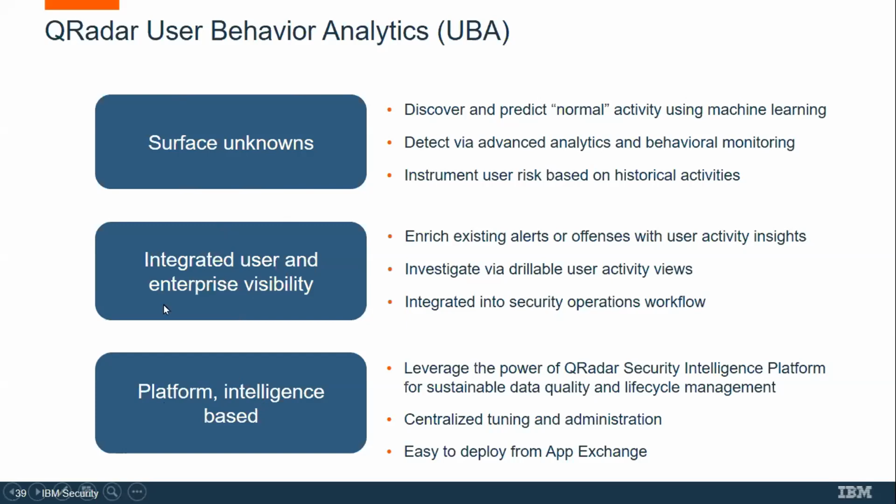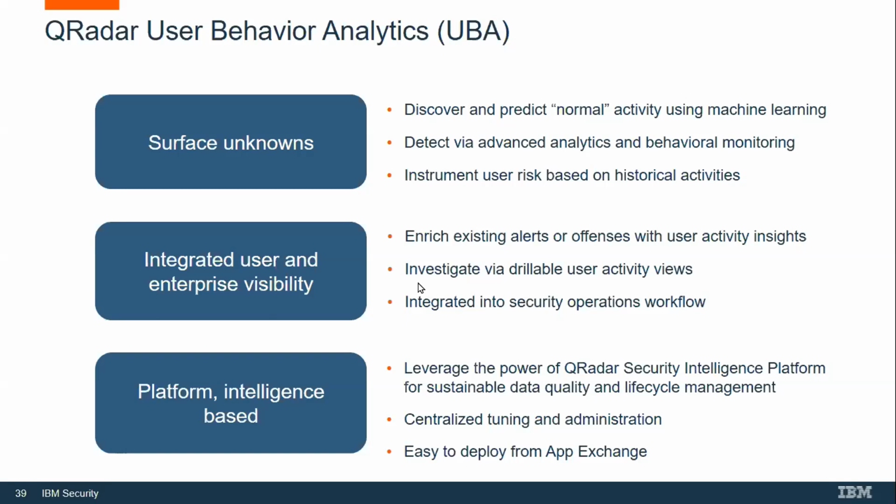And then the middle one up is I want to be able to integrate user and enterprise visibility. So remember, we talked about needing to see everything, logs and flows. If I've got existing alerts and offenses, I'm going to enrich them with user activity insights. So it says, hey, this offense we got over here is actually tied to Frank Welder, or Dell Belkin, or whatever user. So now I'm tying event and alert data with user data, and that allows me to investigate drillable user activity views and integrate with security operations workflow. Does that need to be investigated? Does that need to be shut down? Is there some remediation we need to do?